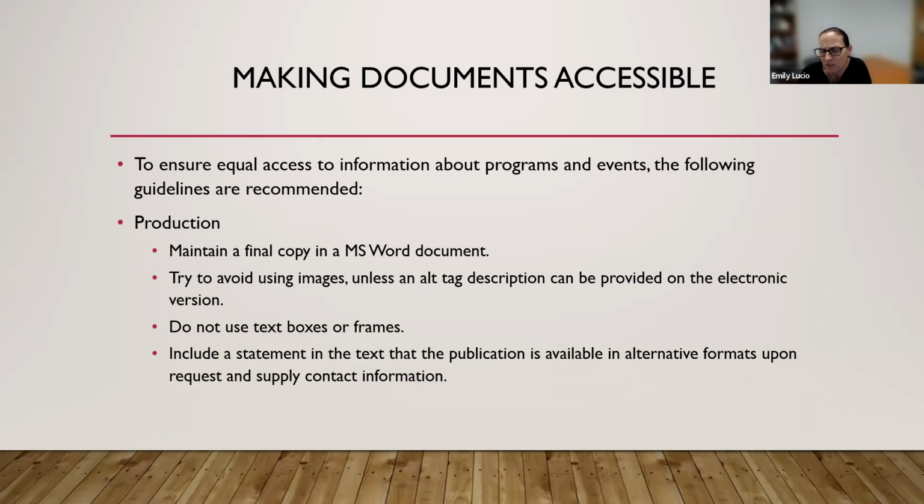When you're looking to make documents accessible, you want to maintain a copy in a Microsoft Word format. That is the easiest one to use to convert and also send so that a screen reader can read it. You want to try to avoid using images unless you have an alt tag description that can be provided on the electronic version. Try to avoid using text boxes and frames. It does make it complicated for a screen reader to read them. And you want to include a statement in the text that the publication is available in alternative formats upon request, and make sure you supply contact information.